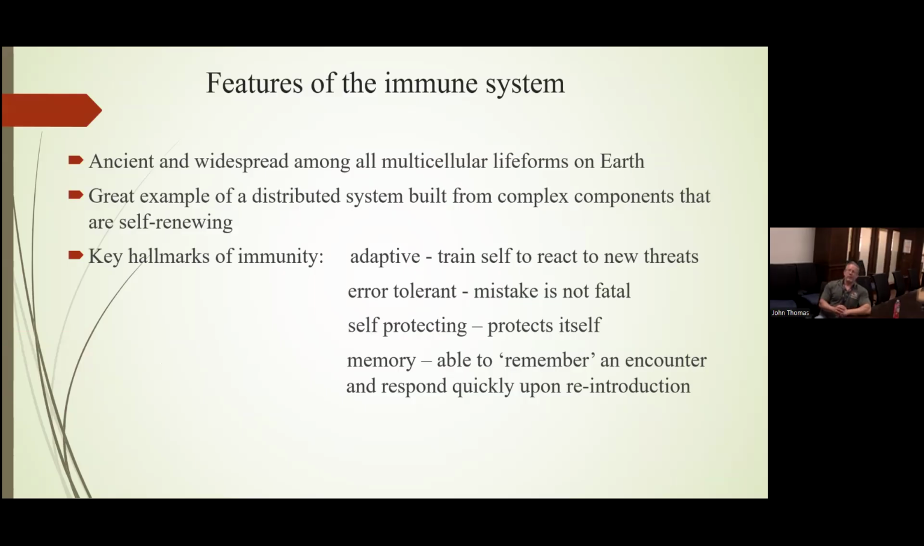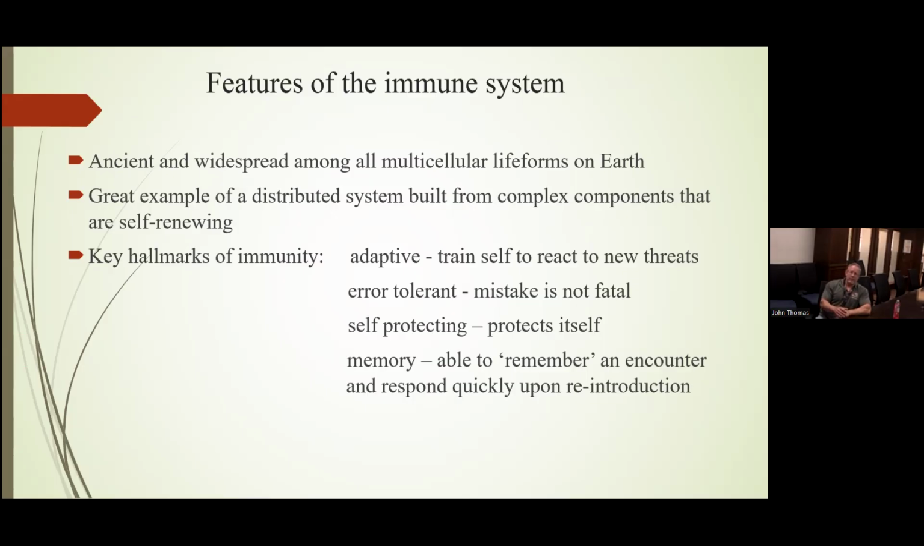What are some of the features of the immune system? It's one of the most ancient and widespread systems of all the biological systems that we encounter on Earth. Virtually every multicellular form of life on our planet has some form of immune system. The hallmarks of the immune system can vary between species. For example, we see a bit of a different organization of the immune system in invertebrates than we do in vertebrate animals. But nearly every species on the planet that's a multicellular life form has some form of immune system to protect it against pathogens.